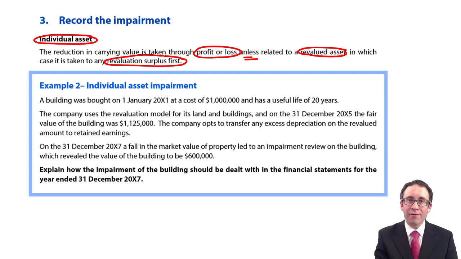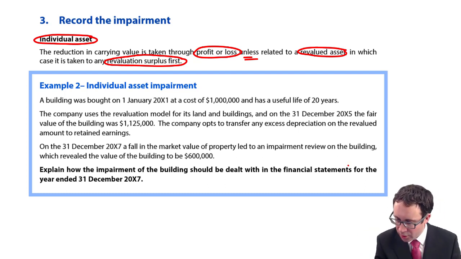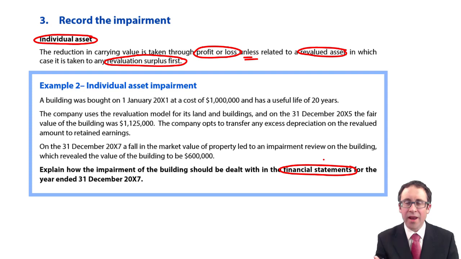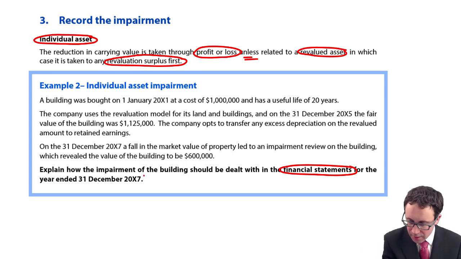So let's go through and have a look at the example on individual asset impairments. So it asks us to explain, but the explanation is done within the answers of the class notes. I want us to crunch the numbers. Crunching the numbers in the financial statements, because in a financial reporting exam, effectively that's what you're going to have to do in a multiple choice question, and that is what you're going to have to do in an individual company accounts preparation question as well.